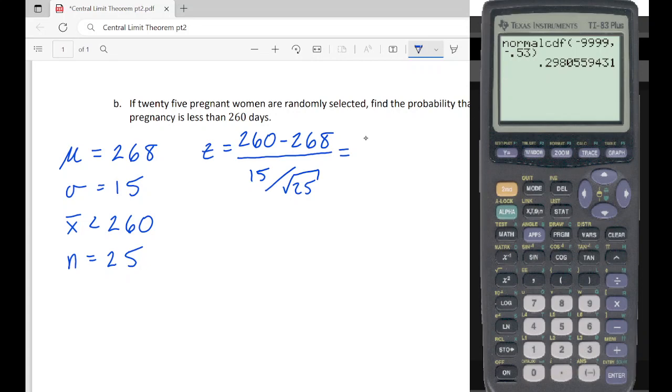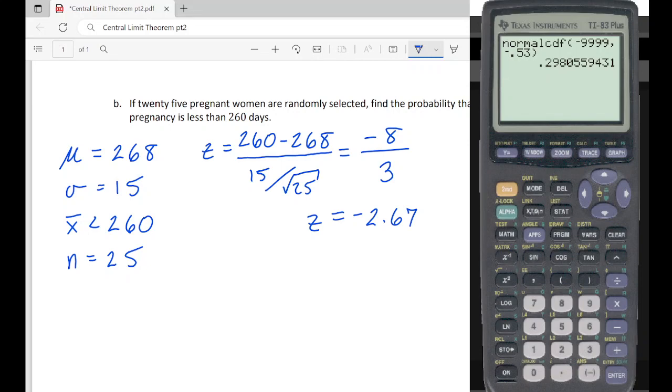For the top, I'm going to get a negative 8. And the bottom, I'm going to get a 3. And that's going to end up giving me a z-score of negative 2.67. So there is z.